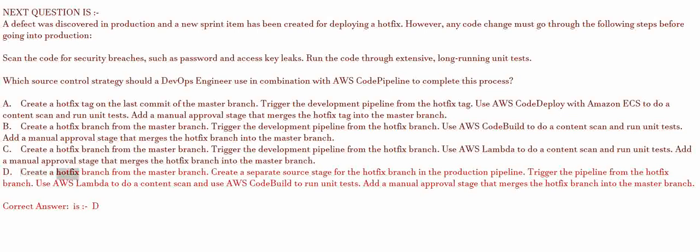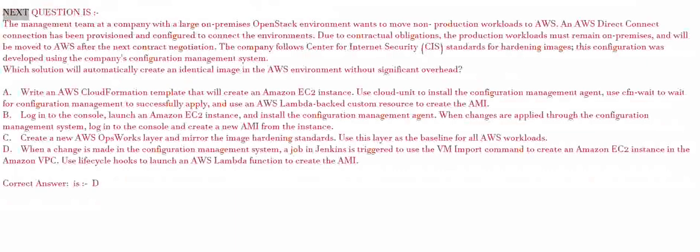D. Create a hotfix branch from the master branch. Create a separate source stage for the hotfix branch in the production pipeline. Trigger the pipeline from the hotfix branch. Use AWS Lambda to do a content scan and use AWS CodeBuild to run unit tests. Add a manual approval stage that merges the hotfix branch into the master branch. Correct answer is D.